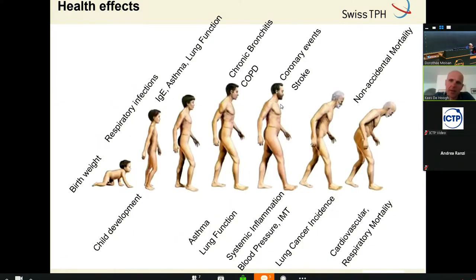And there's also many different health effects attached to air pollution. And here is a nice graph showing you the different health effects at the different stages of life. So we start already at birth weight. There are already studies showing a reduction in birth weight by higher levels of air pollution. And you see all sorts of asthma, lung function, etc. Health effects which have been associated with air pollution. So it's actually a very large list.